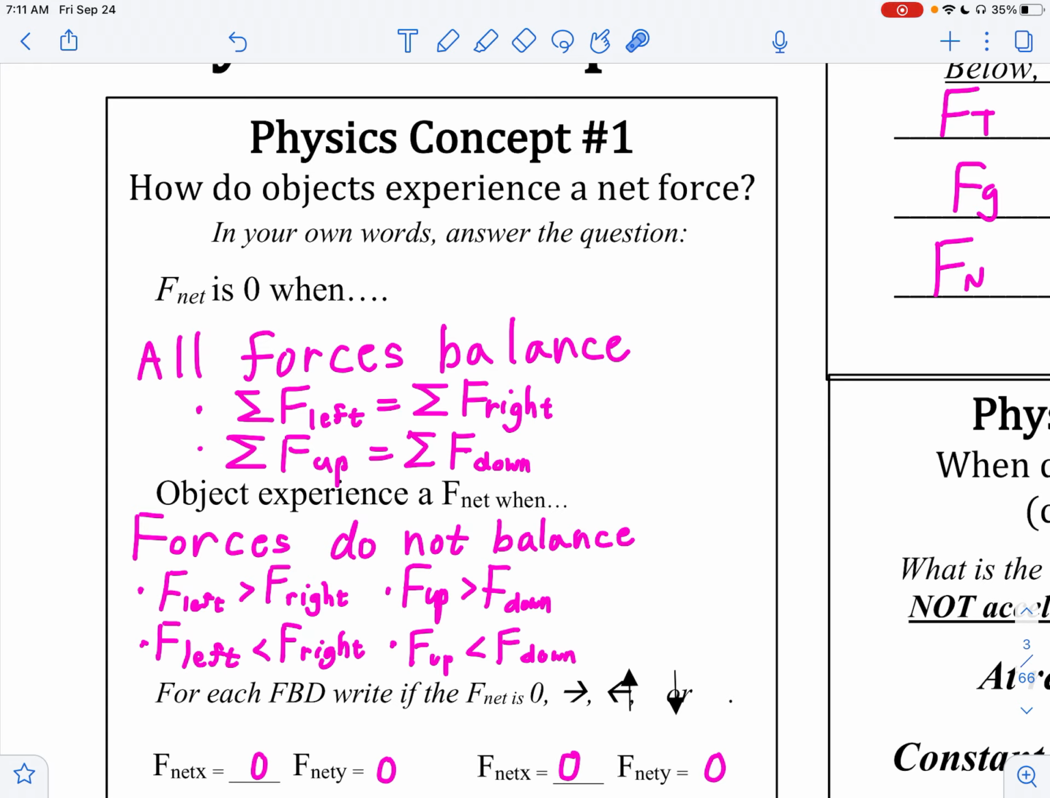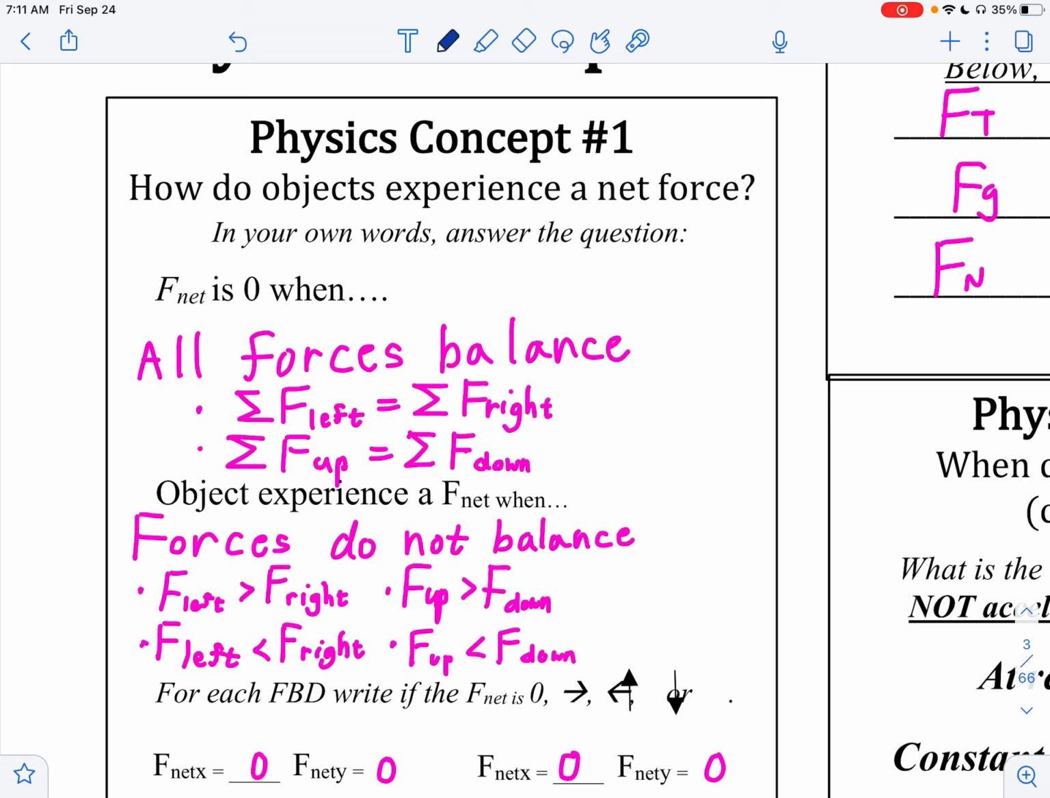Or we can look up and down as well. So we can say all the forces going up versus all the forces going down. That is going to give us a net force of zero, and we're going to say the forces are balanced. Now, if that's not true, then we have a net force, and the forces are unbalanced. So that means when we add up all the forces going up minus all the forces going down, we don't get zero, and likewise for left and right.